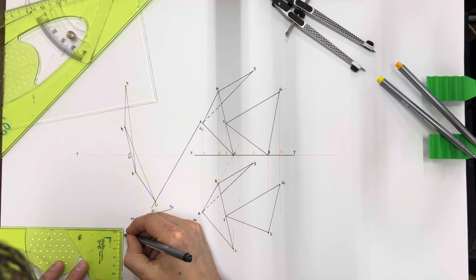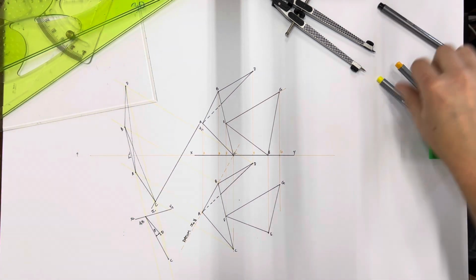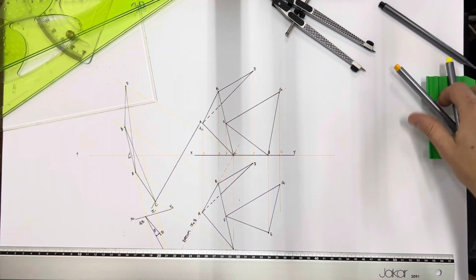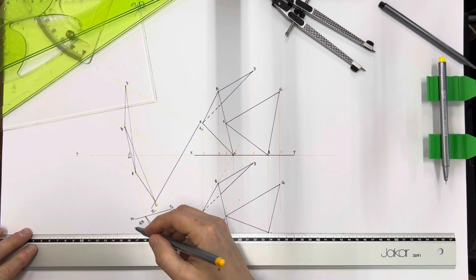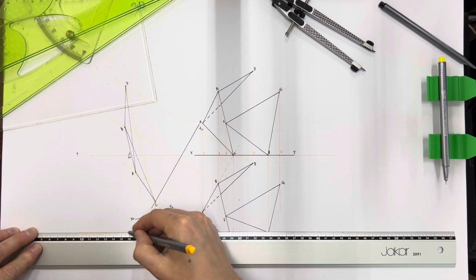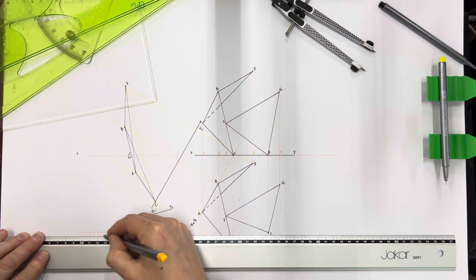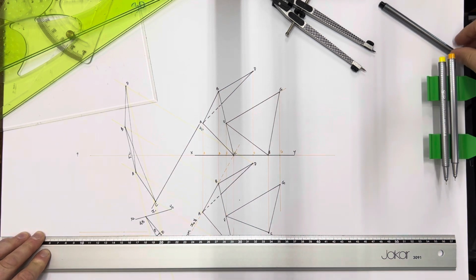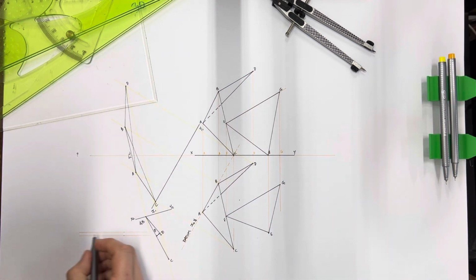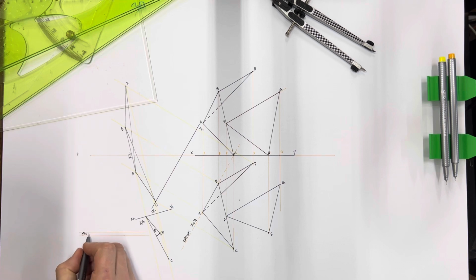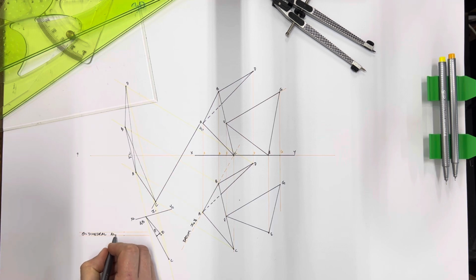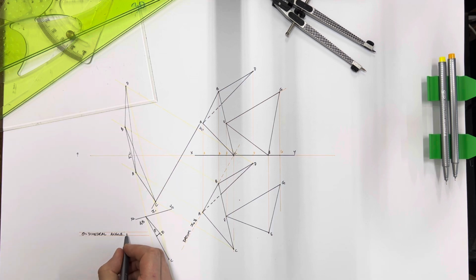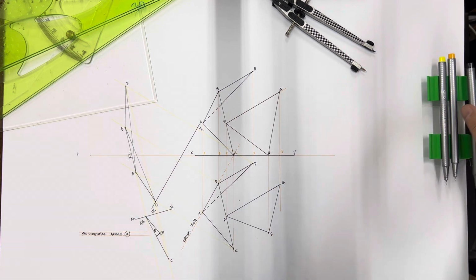4mm block capital text. And I'll just say theta equals dihedral angle. And that's part B. Okay, done.